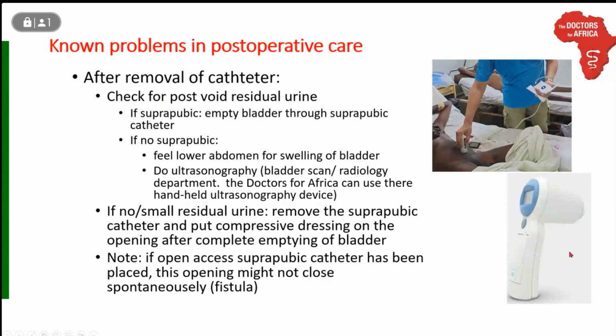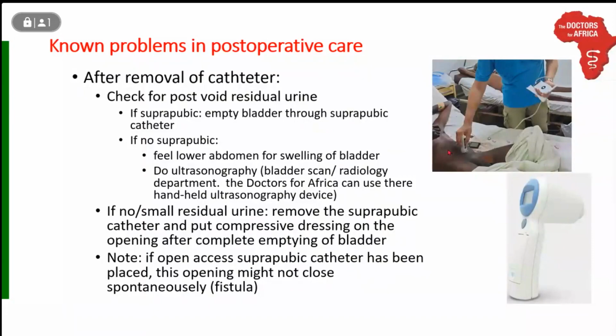And the Doctors for Africa have small handheld ultrasonographies with which they can do this ultrasonography bedside too. Otherwise, you might have to send patients to the radiology department to have a post-void ultrasonography done. If there is no or small residual urine, remove the suprapubic catheter and put compressive dressings on the opening after complete emptying of the bladder.